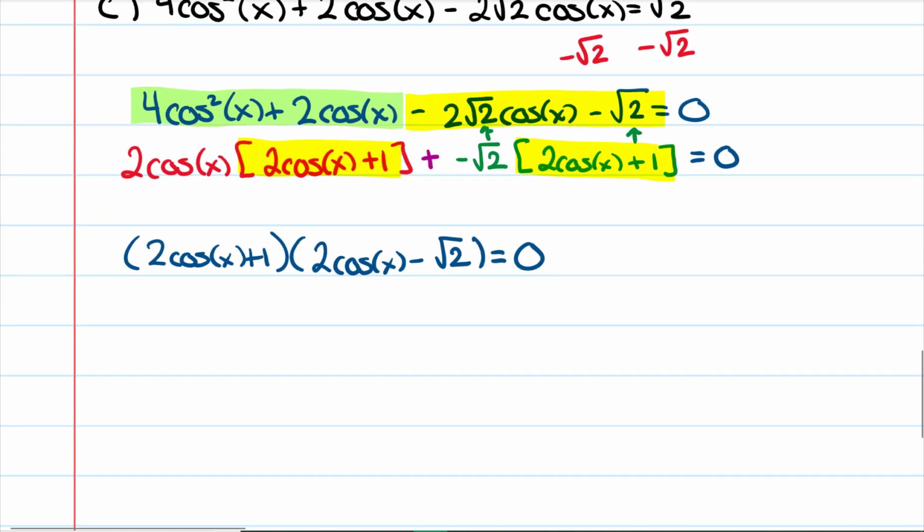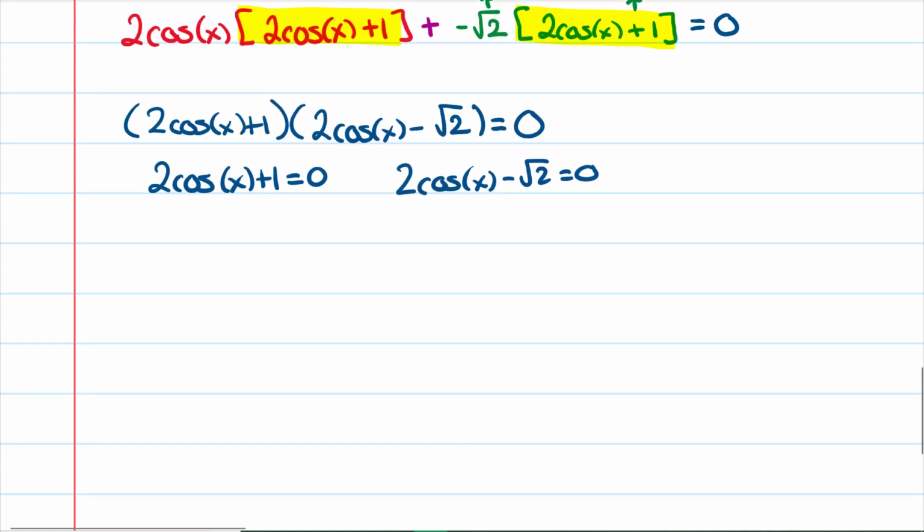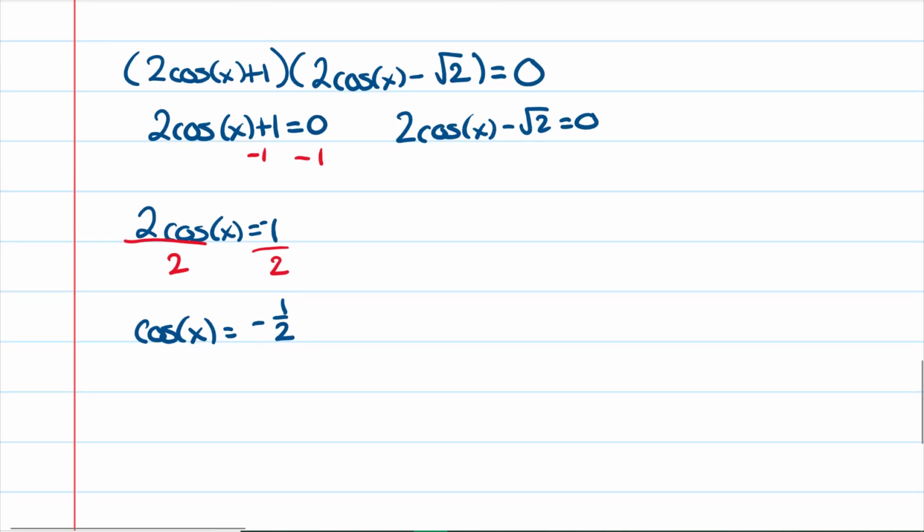So now using the zero product property, we're going to set them both equal to 0, and then we're going to solve each one. So for the first one, we're going to subtract 1 from both sides, and you get 2 cosine of x is equal to negative 1. And then we divide both sides by 2, and we get cosine of x is equal to negative 1/2. So cosine of x equals negative 1/2 when x is 2 pi over 3 and 4 pi over 3.